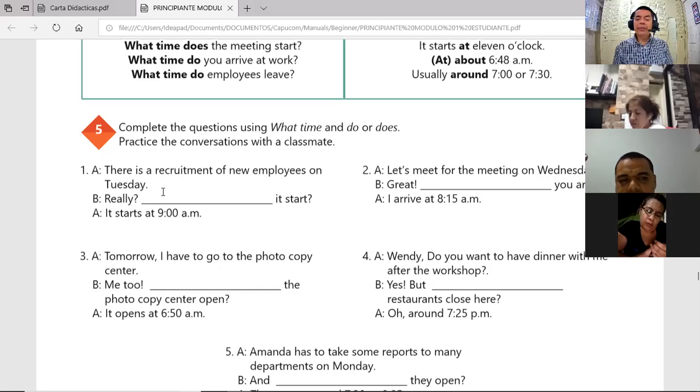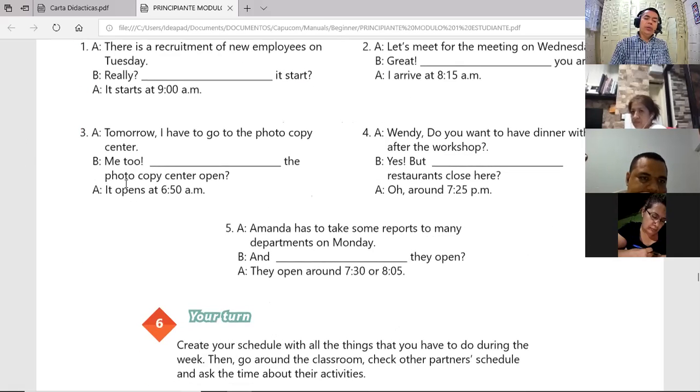What time do you arrive? Arrive. I arrive at 8:15 a.m. Three. Tomorrow, I have to go to the photocopy center.